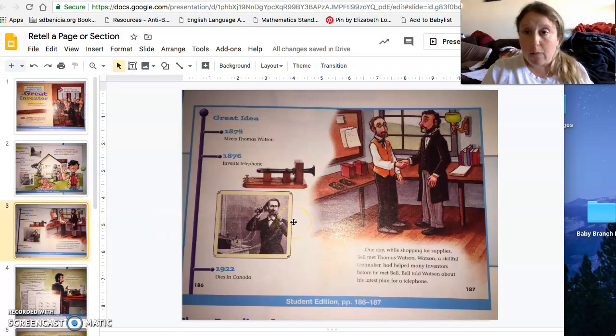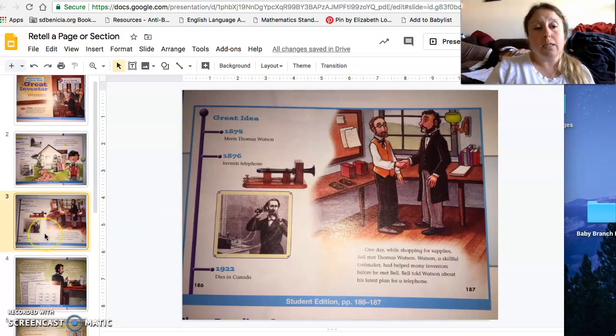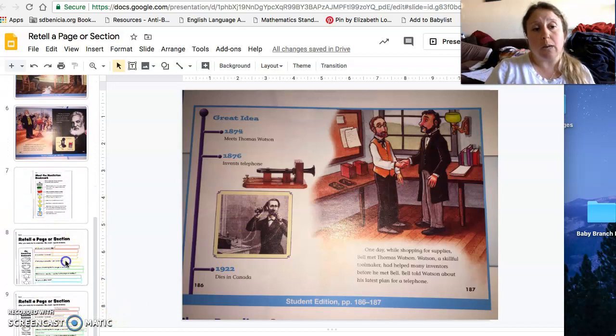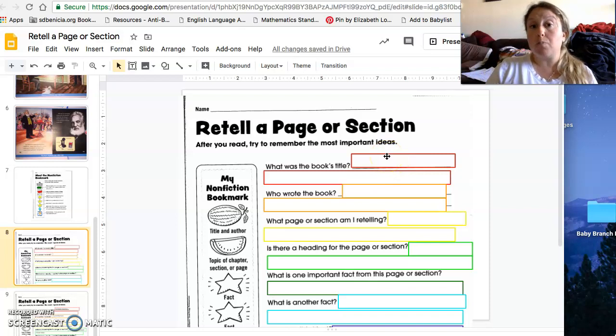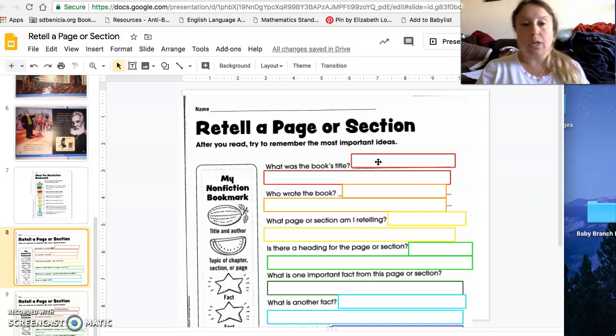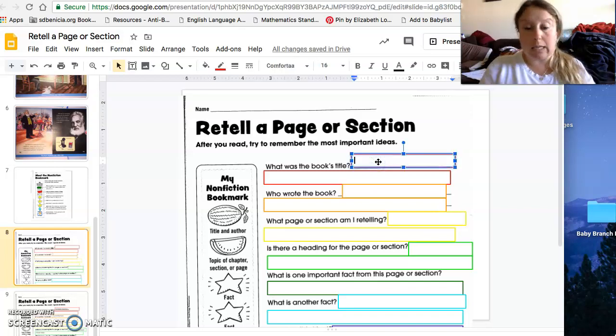So I've already read through this section once, and now what I'm going to do is go down to my paper, and you should have this paper in front of you now, so make sure you pause me if you need to. And I'm going to type inside the boxes to show you what I would do. So first of all, everyone has the same book title. It is called A Great Inventor.